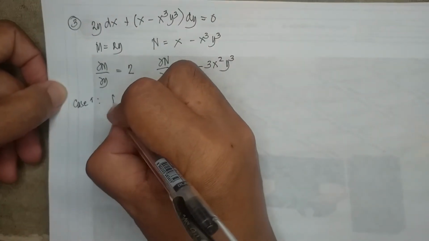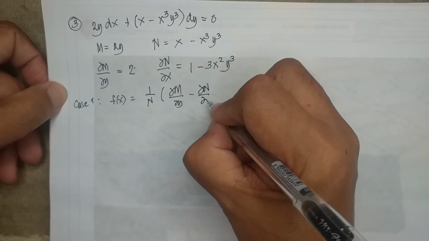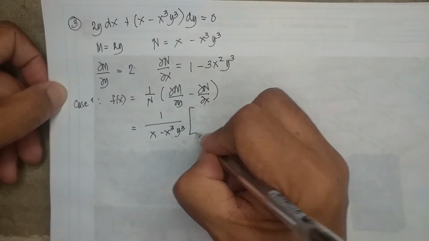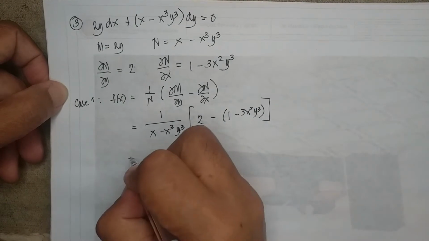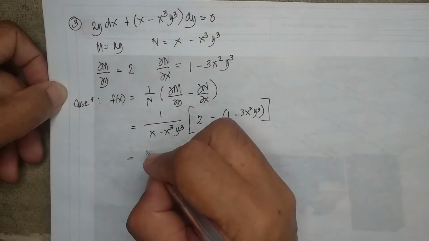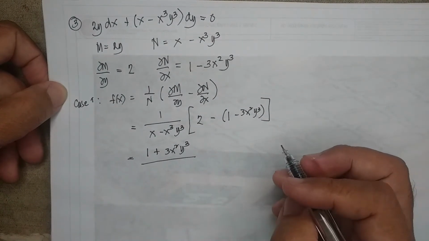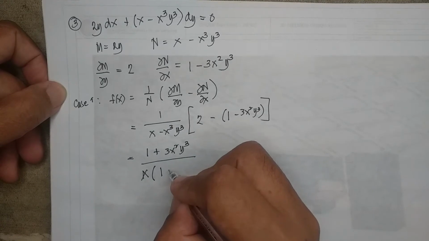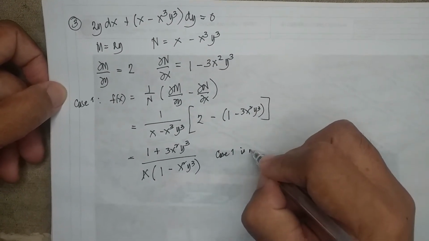What is case number 1? We have f(x) is equal to 1 over N times the derivative of M in terms of y minus the derivative of N in terms of x. So we have 1 over x minus x cubed y cubed times 2 minus 1 minus 3x squared y cubed, or we have 2 minus 1 is 1 plus 3x squared y cubed over x times 1 minus x squared y cubed. So we cannot cancel anything here. So therefore, case number 1 is not possible.